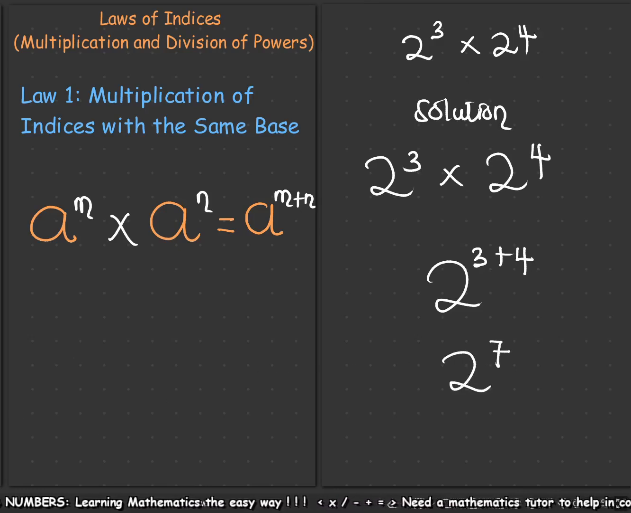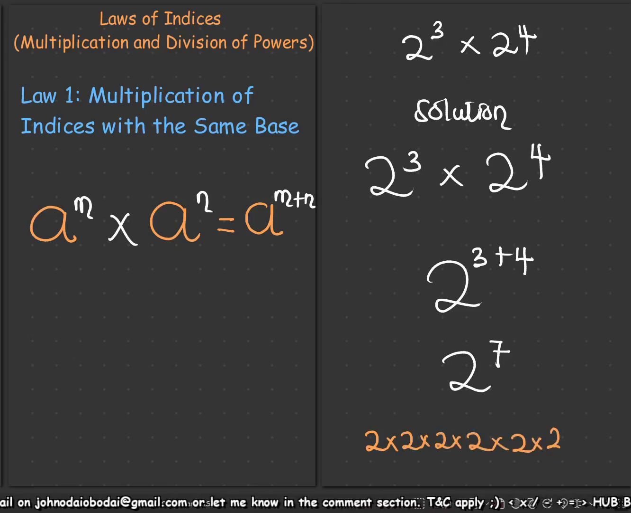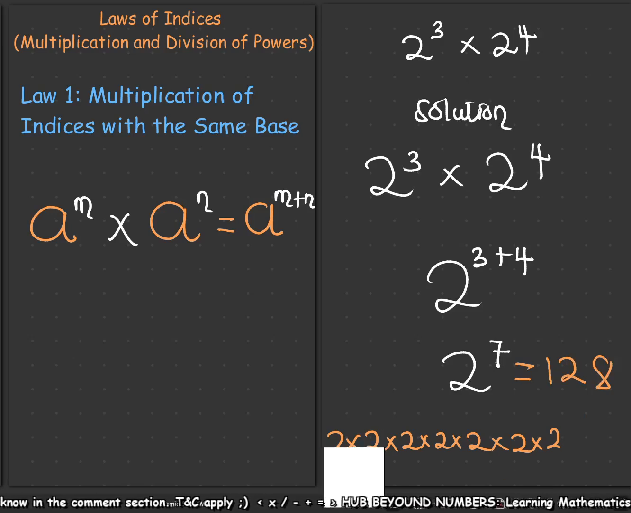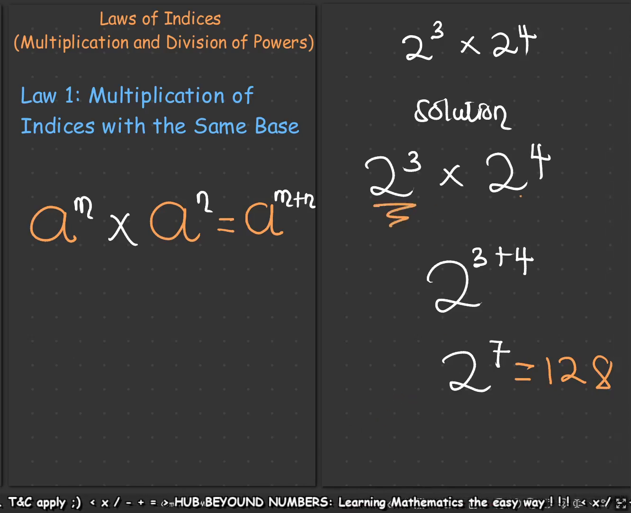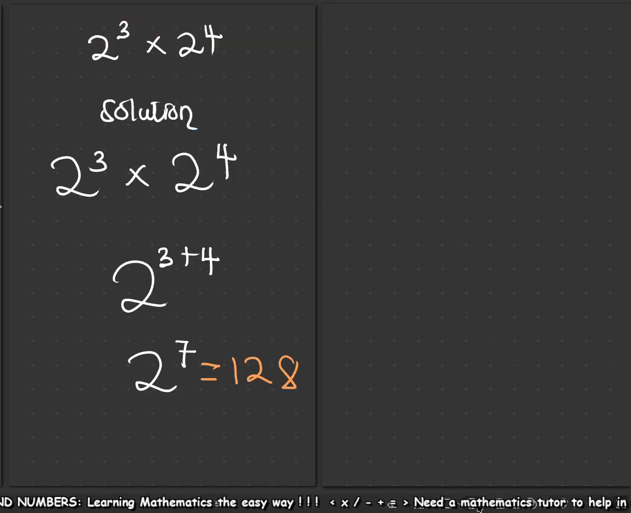Very simple. And you remember from our previous lesson, 2 to the power 7 simply means 2 times 2 times 2 times 2, that is 7 times: 1, 2, 3, 4, 5, 6, 7. And that gives us 128. As simple as that. So the emphasis here is that if we are multiplying index notations of the same base, we just write one of the bases and then add the exponents. Let's look at a few more examples.